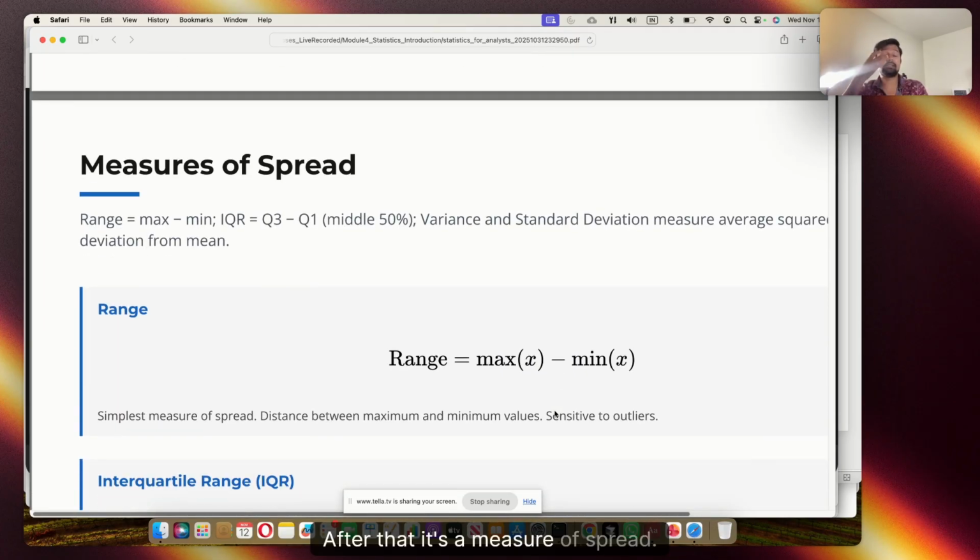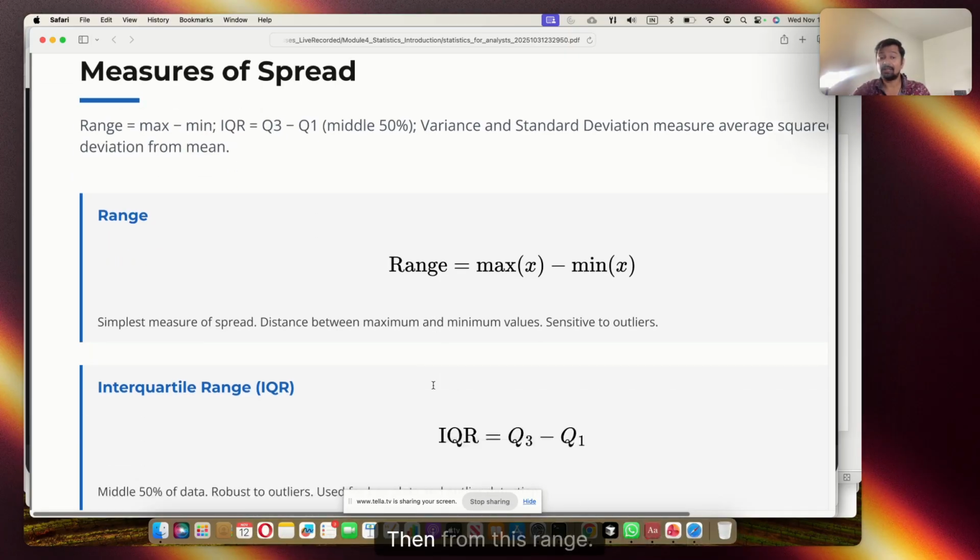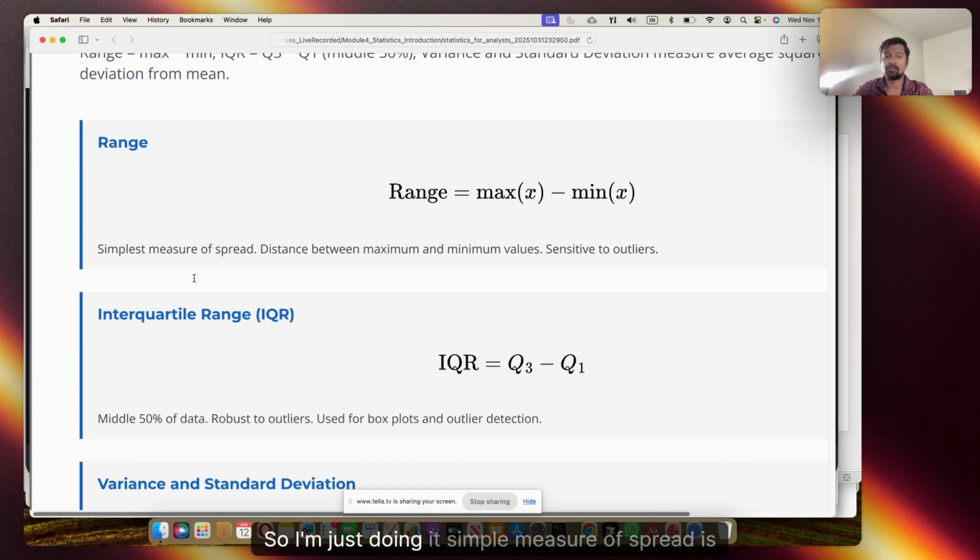After that, it's the measure of spread. The measure of spread is also very important. First you identify the range. You take the minimum value in the data and the maximum value, and by subtracting the minimum from the maximum you get the range. This is a simple measure of spread, the distance between the minimum and maximum values, which is highly sensitive to outliers.